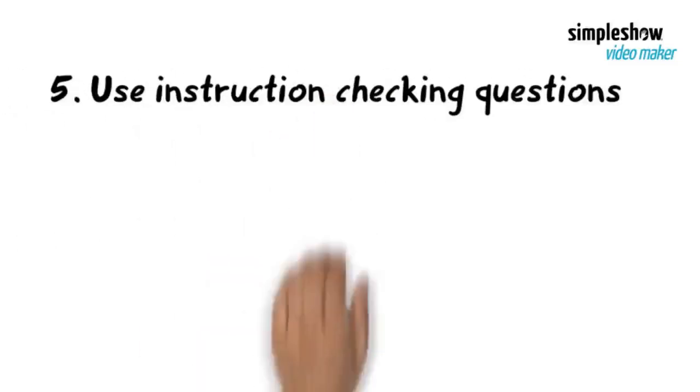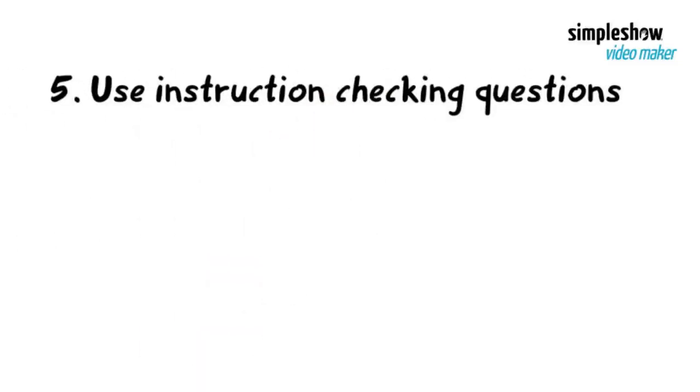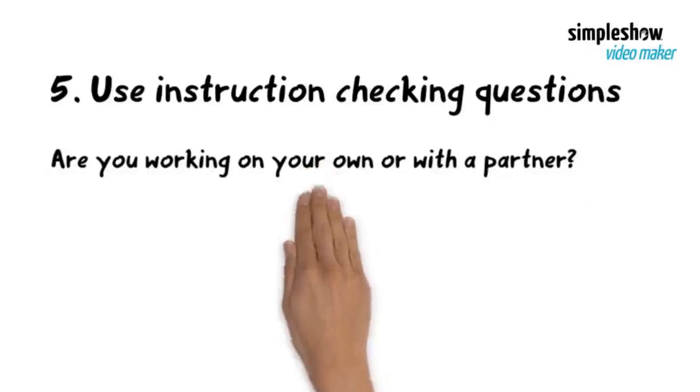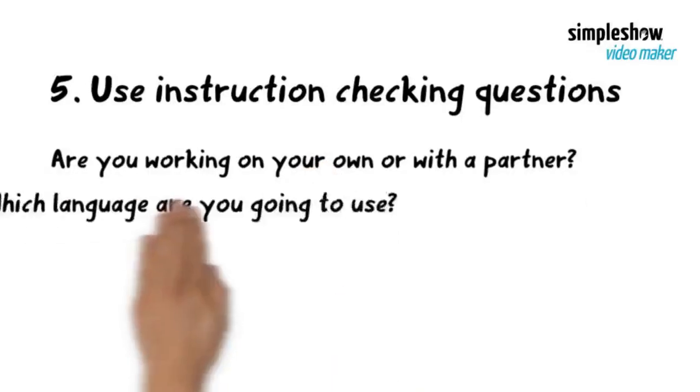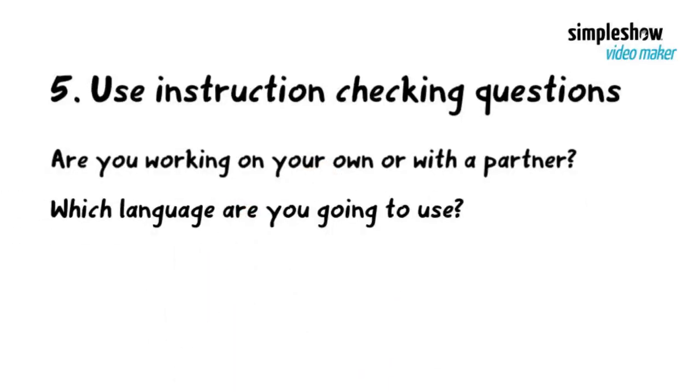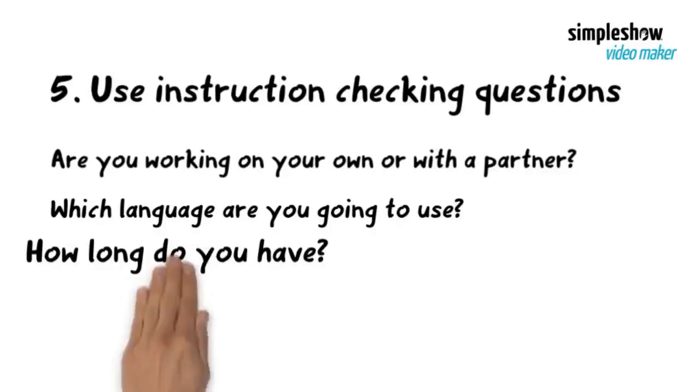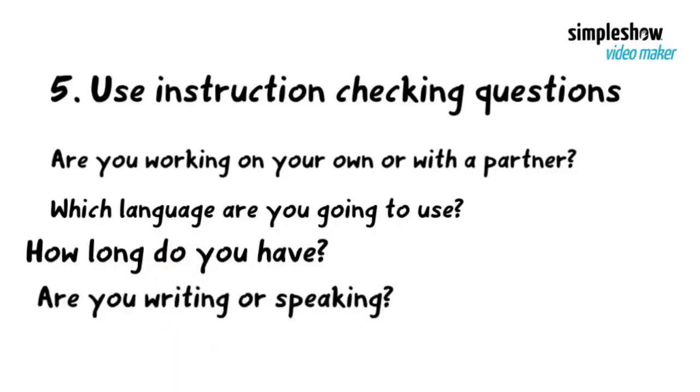He used instruction checking questions. He asked, "Are you working on your own or with your partner? Which language are you going to use? How long do you have? Are you writing or speaking?"